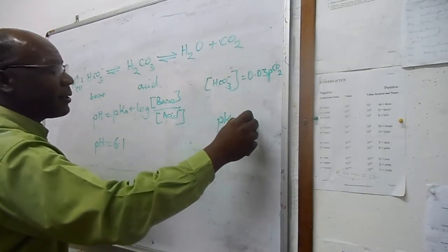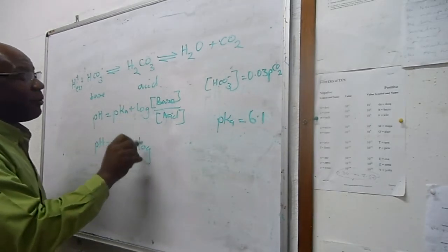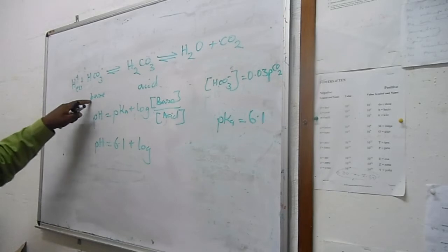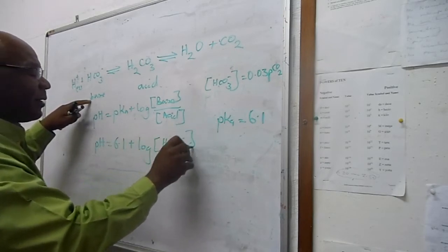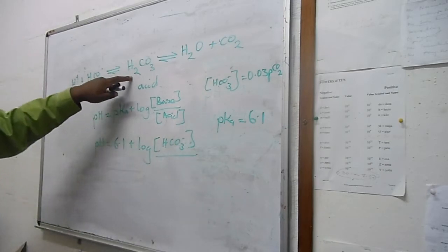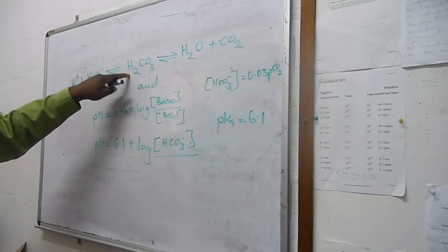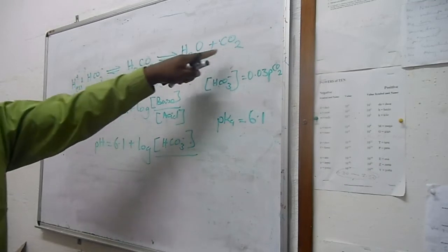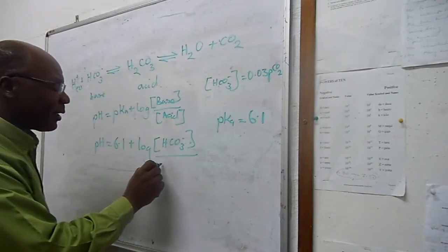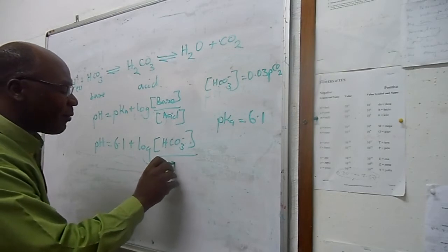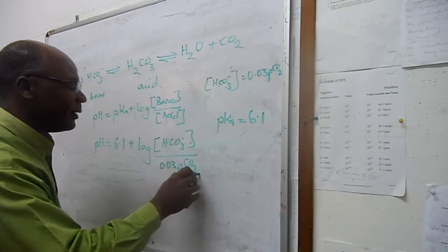So 6.1, plus log of the base. In this case, the base is the bicarbonate ions. So the concentration of bicarbonate ions over the acid. The acid is carbonic acid. But carbonic acid can be related to the partial pressure of carbon dioxide. So if we use the partial pressure of carbon dioxide, then we say 0.03 times the partial pressure of carbon dioxide.